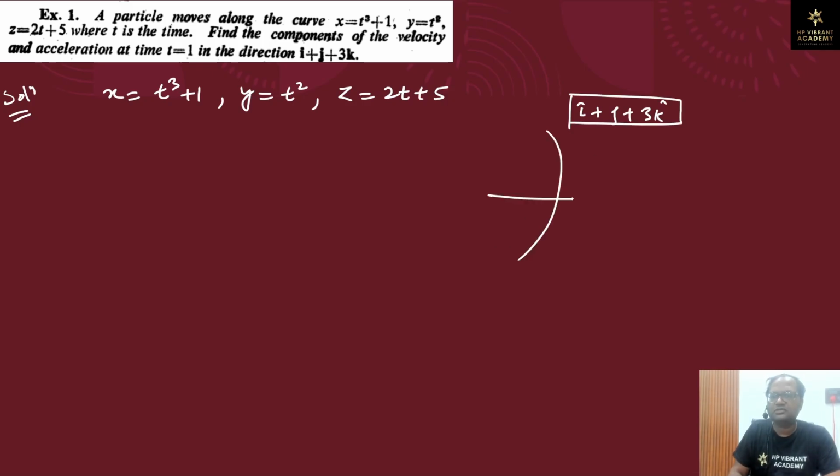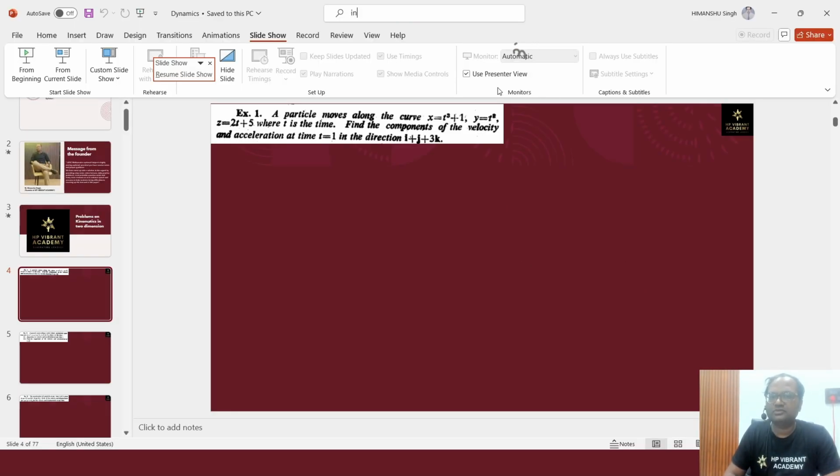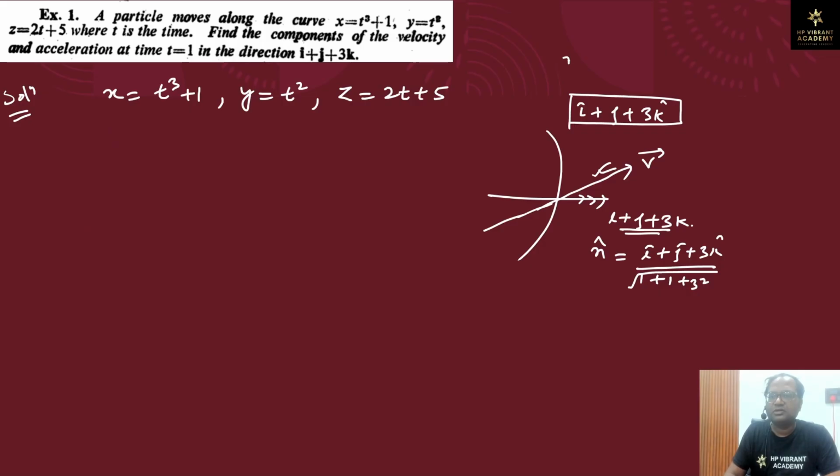Let us consider this direction as i cap + j cap + 3k cap. We have to find the component of the velocity along this direction. So first we will find the unit vector along this direction. This is equal to (i cap + j cap + 3k cap) upon root under 1 + 1 + 3². So n cap is equal to (i cap + j cap + 3k cap) upon root under 11.